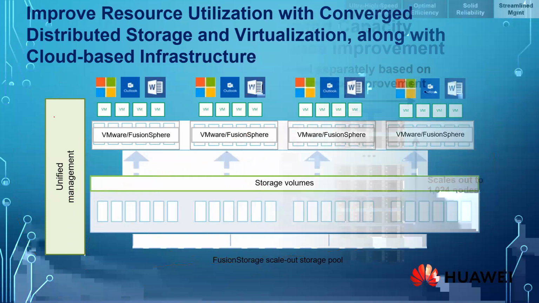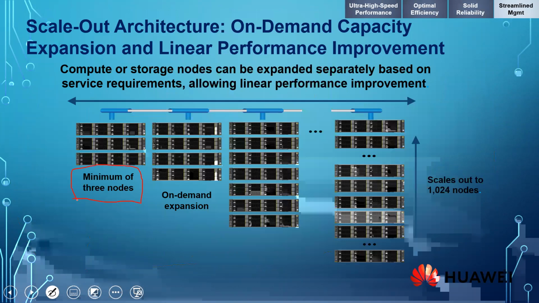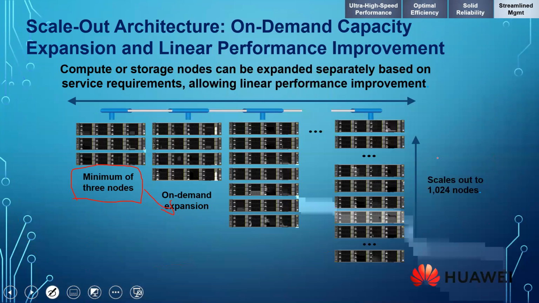As we discussed in the documentation, the minimum is 3 nodes right now, but in future we can configure 2 nodes as well. The minimum requirement will be 2. So it is on demand. You can easily expand your compute nodes and storage nodes independently from the centralized management portal, and it can scale out to 1024 nodes. And maybe in future new versions will support more nodes as well.